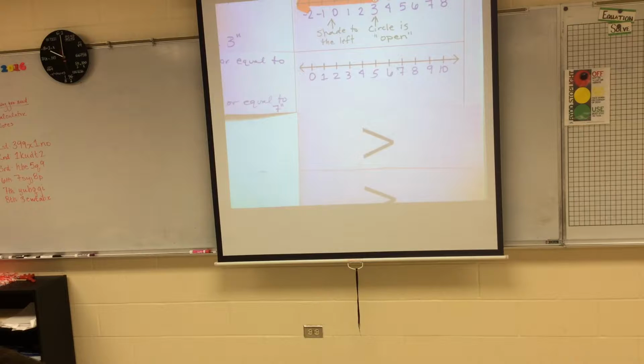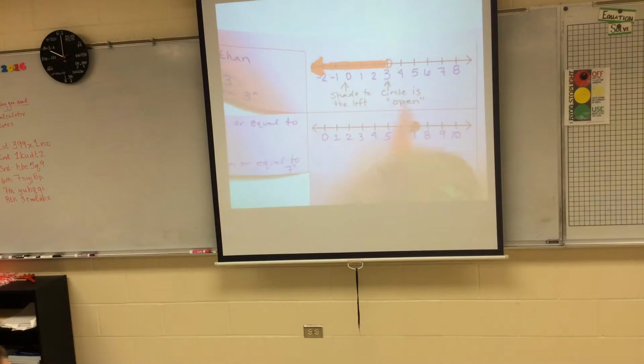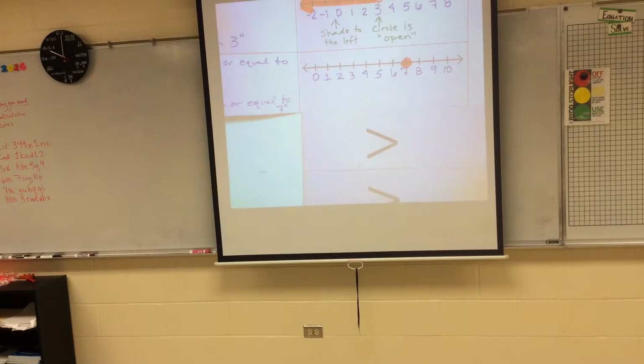All right. So I'm going to start at 7. But we have less than or equal to. So what am I going to do with that circle? We're going to shade it in because it could include 7. So before, it was everything just smaller than 3. So it did not include 3. Here, because I shaded the circle in, that means that's also included. So I'm going to say the circle is closed.